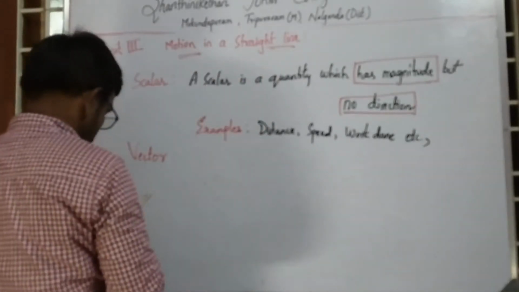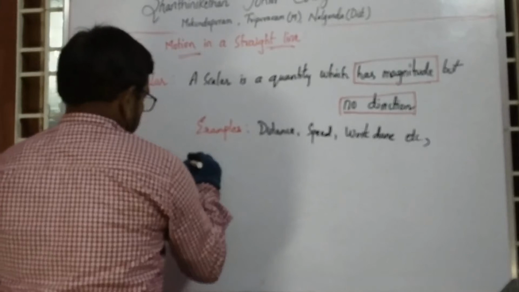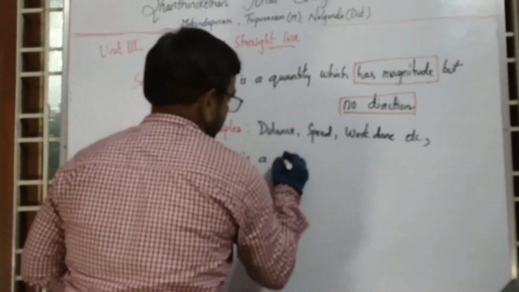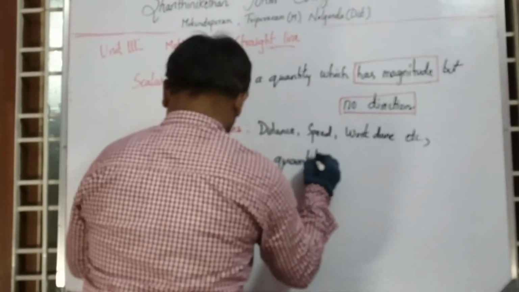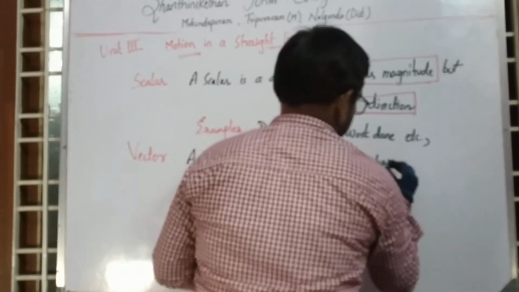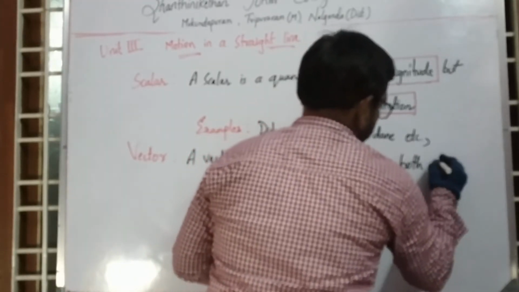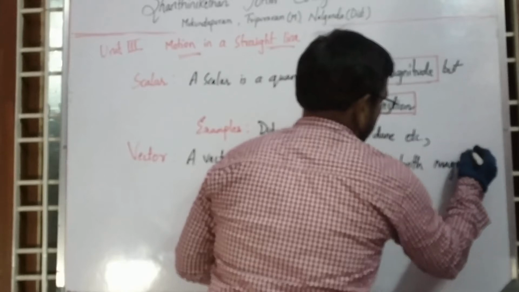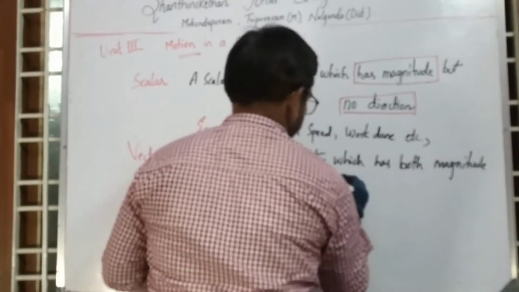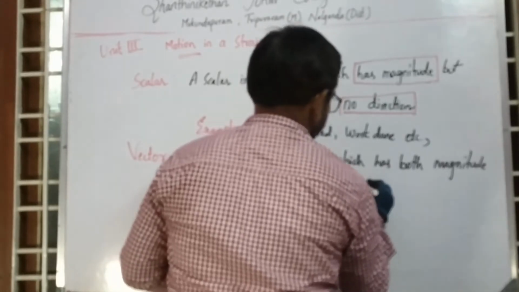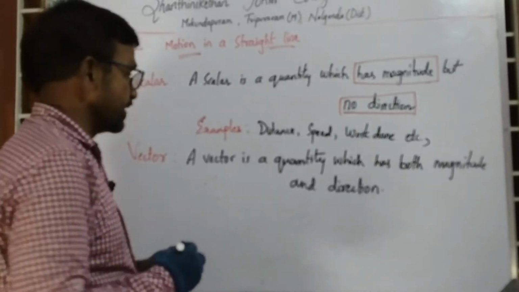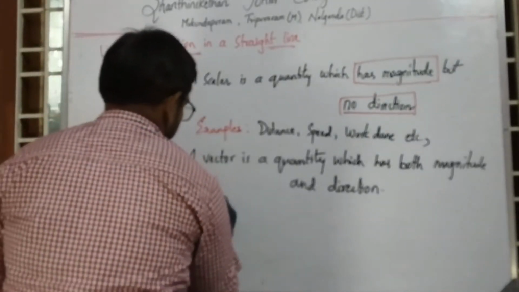Let me write it in words. A vector is a quantity which has both magnitude and direction. It has both magnitude and direction. That is said to be a vector. And examples.